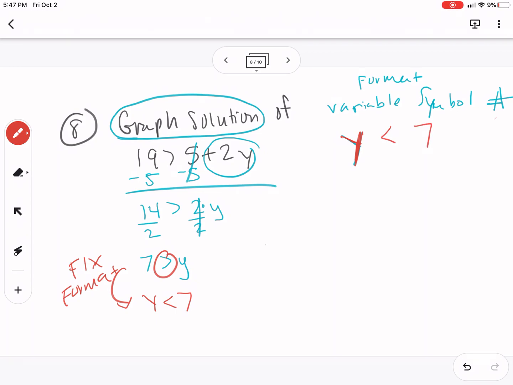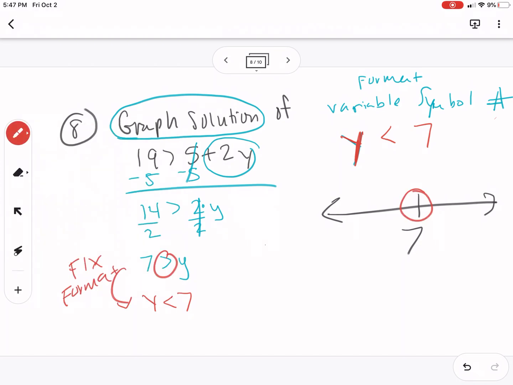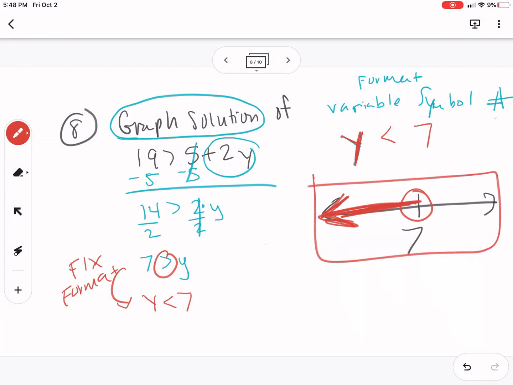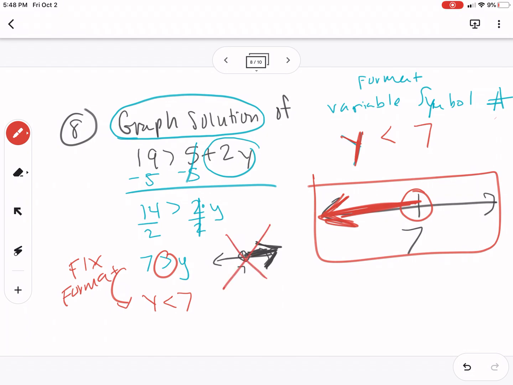Now that I have it in the proper format, I can graph my solution. So I'm going to draw a line with a 7. My circle is going to be on 7. Since this one does not have the equal to, it's unshaded. And less than looks like an arrow to the left because you want to shade the numbers that are lower than 7. So again, do not graph until it's in the right format. If you didn't flip this, then you might have graphed it like this, thinking, oh, it's greater than 7, and it would have been incorrect. So make sure that before you graph, you fix the format, because if not, you're going to want to do like the black number line I have here, which is wrong.